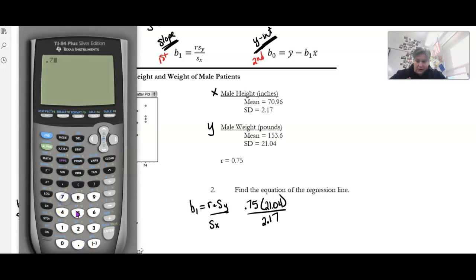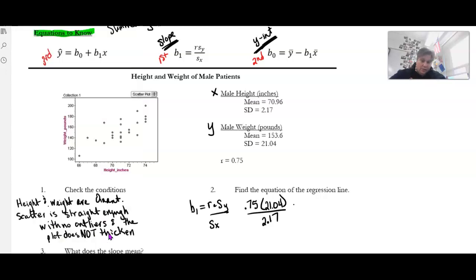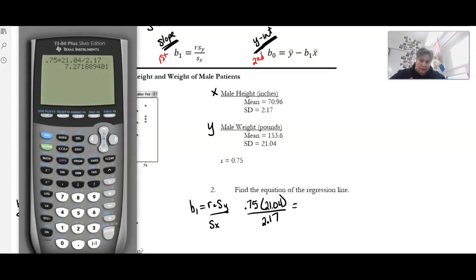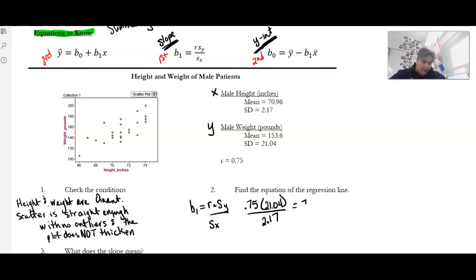Okay, so I'm going to use my calculator. Type it in. So that tells me my slope is 7.27. Okay? So now the next one I'm going to use is the second equation.